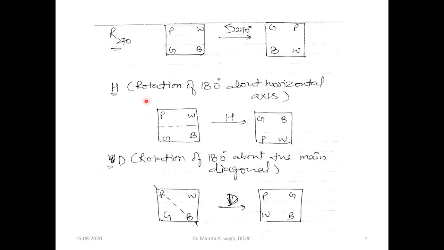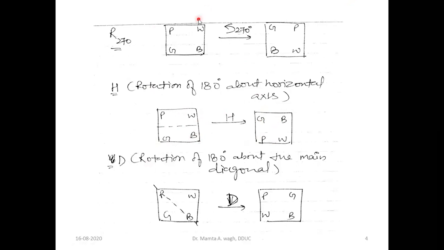Now we are taking the horizontal axis rotation, that is, rotation of 180-degree about the horizontal axis. This is your horizontal axis. If I rotate it 180-degree about the horizontal axis, then pink and white will come down, and G and B will go up. So this GBPW is the result of the horizontal rotation.